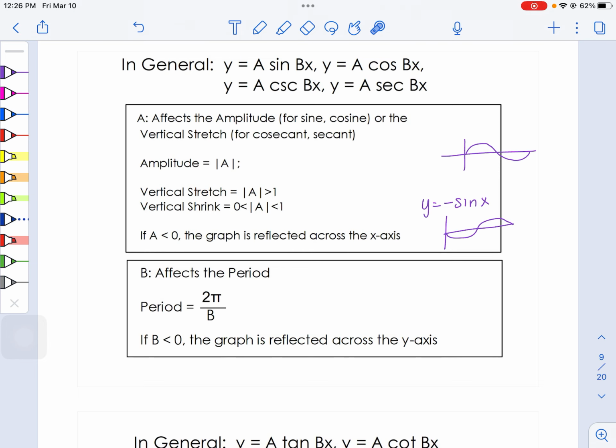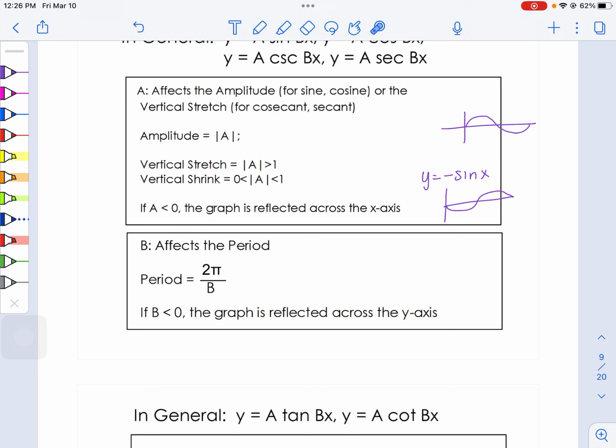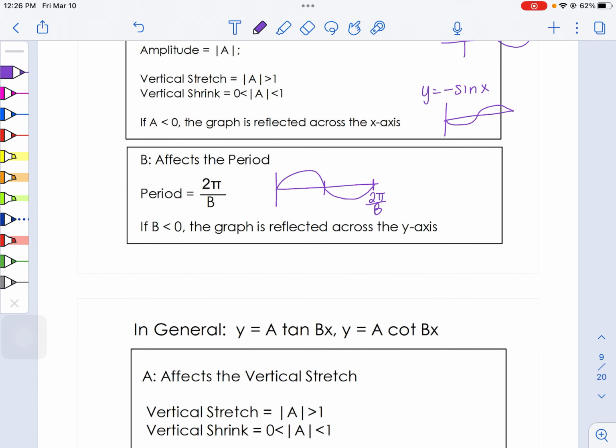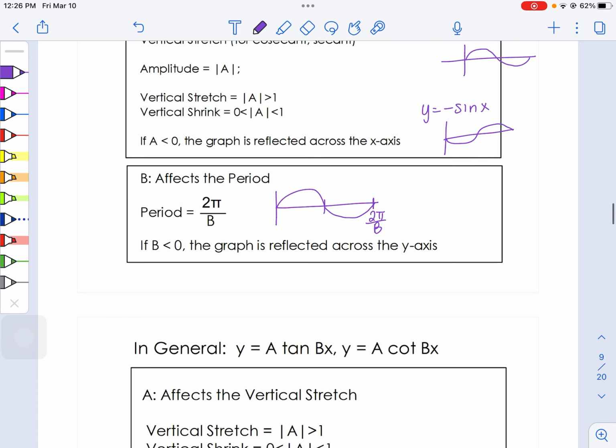B affects the period of the graph. In general, your period is 2 pi. If you have a b value other than 1, you take 2 pi divided by b to figure out your period. And that is where 2 pi over b is where 1 full cycle will end. If b is less than 0, so if your b happens to be negative, then you end up with a reflection over the y-axis. We're not actually going to see that very often in this class.